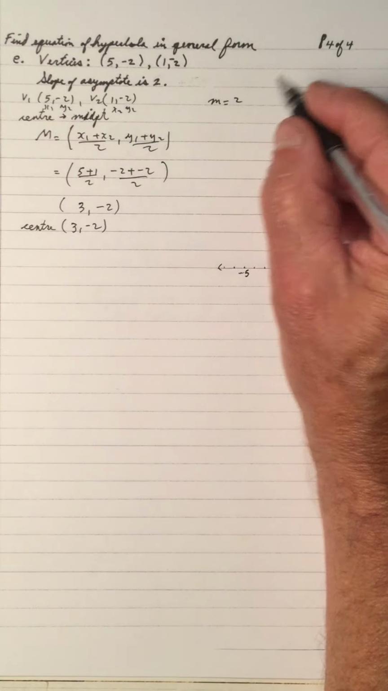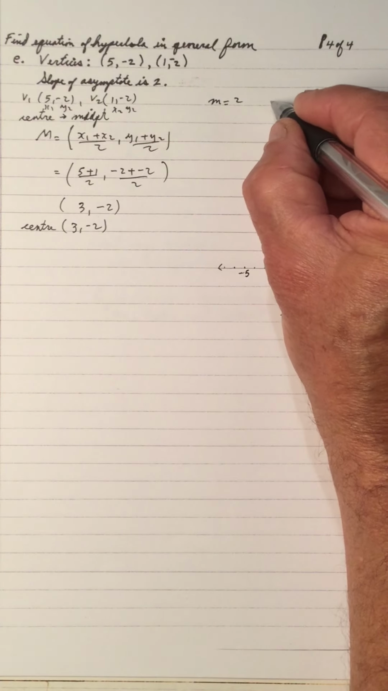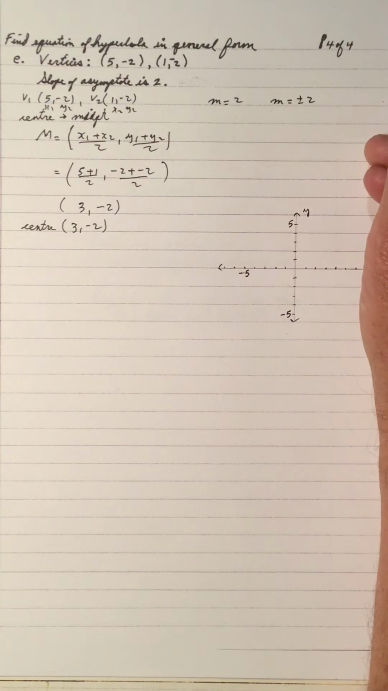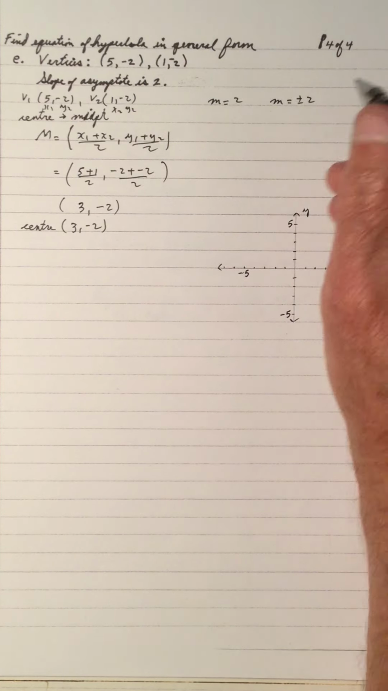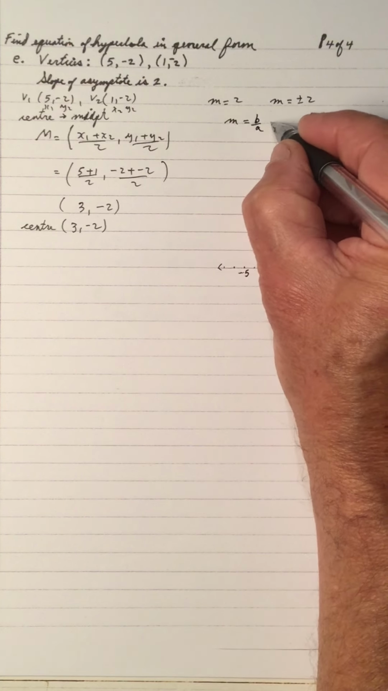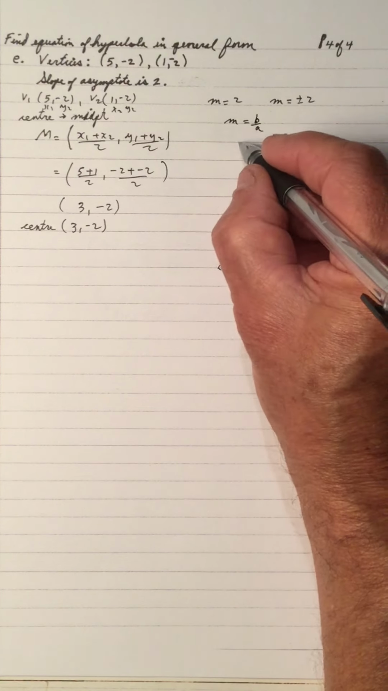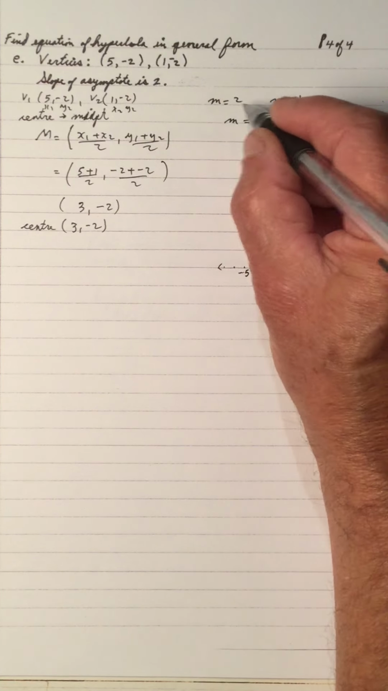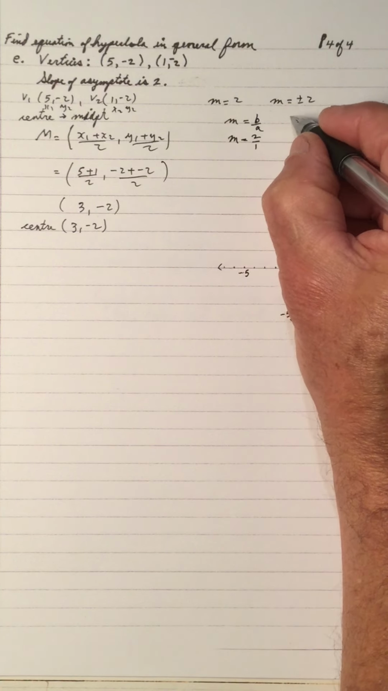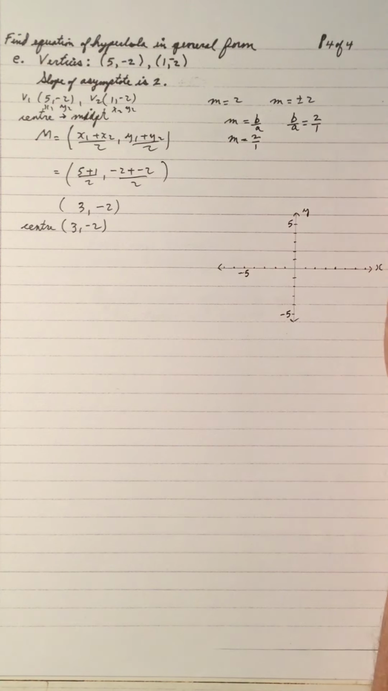Okay, let's look at the slope. The slope of one of the asymptotes is 2. That means the slope of the other one is also 2, so the slopes are plus minus 2. The slope is b over a, so b over a is 2 over 1.